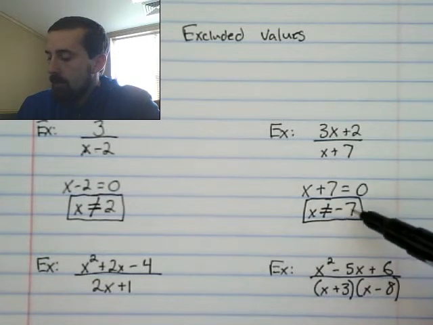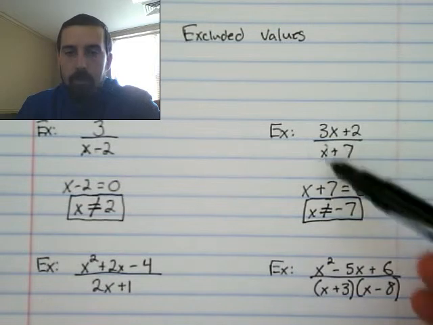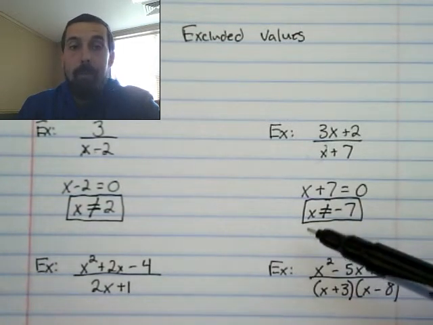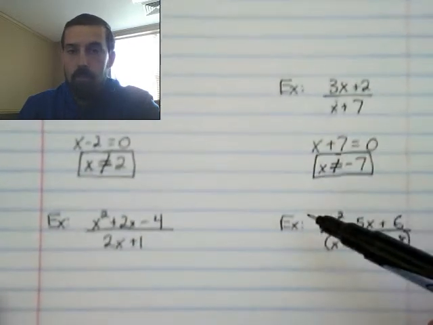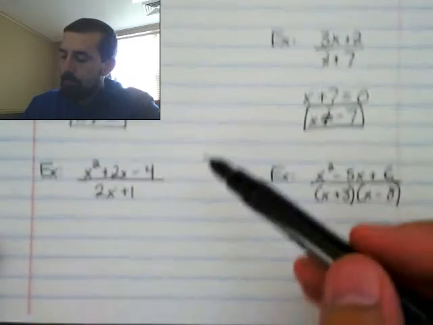So negative 7, if we were to input it right here, negative 7 plus 7 would give us that 0, which we don't want. So we know that x better not be negative 7. So that's what we put there: x cannot equal negative 7.